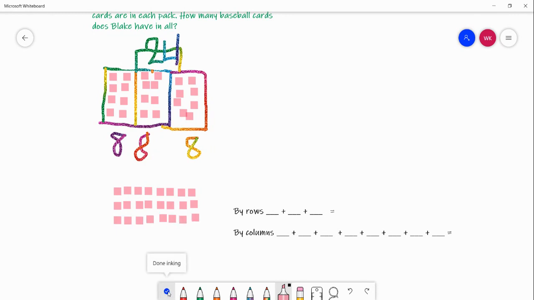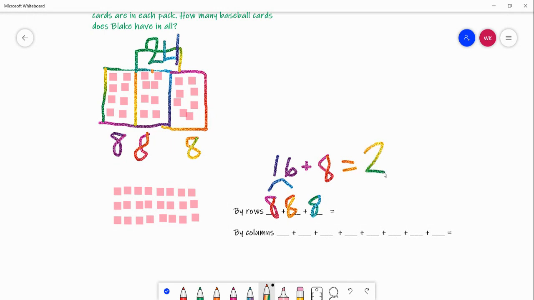So we're going to look at our rows, which remember, go left to right. And we have 8 baseball cards in each row. So we're going to put 8 plus 8 plus 8. And if it's easier for you guys, you can go ahead and do 8 plus 8 equals 16, and then you can count on. So we have 16 plus 8. You can use your fingers to count that. So 16, 17, 18, 19, 20, 21, 22, 23, 24.